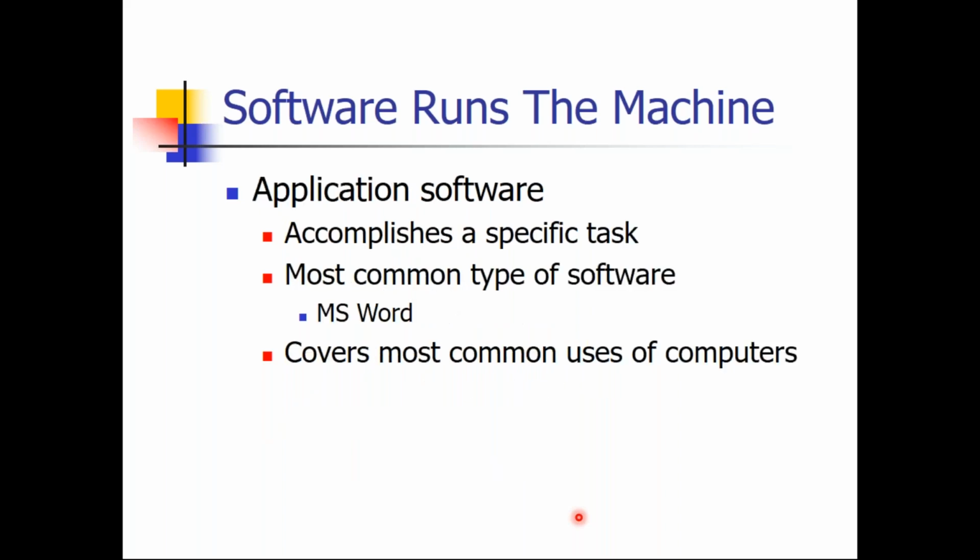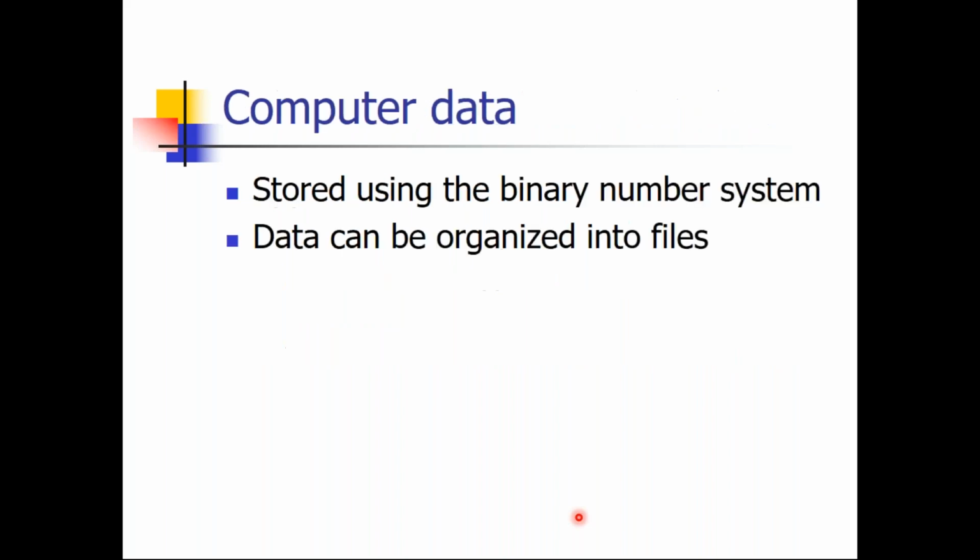Next one is application software. It accomplishes a specific task. The most common type of software is MS Word, which we just discussed. It covers the most common uses of the computer. Whatever we want to do, mostly MS Word is going to help the user in performing the tasks. Computer data is stored using the binary system. Data can be organized into files.